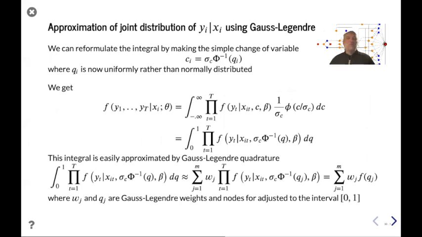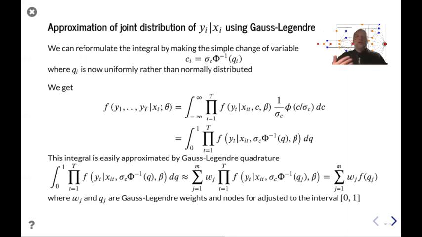So we can reformulate the integral by making this simple change of variable. We recall that the random effect was normally distributed. So how do you get a normally distributed variable? Well, you can take a uniformly distributed variable and then put inside the inverse CDF of a standard normal. Then you get a standard normally distributed variable. Then you multiply with its standard deviation, and then it becomes normally distributed with that standard deviation. So if this is uniformly distributed, this is normally distributed with this standard deviation.